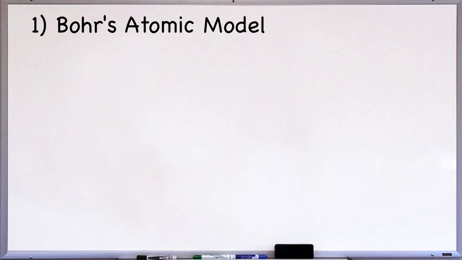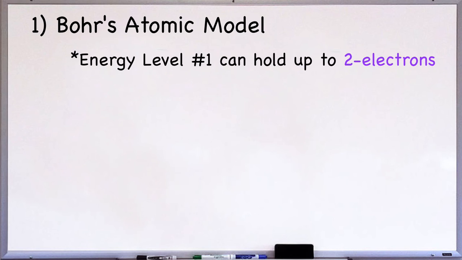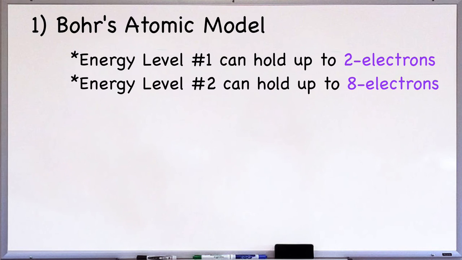Bohr also theorized that the different energy levels were capable of holding different numbers of electrons. For example, the first energy level can hold a maximum of 2 electrons, while the second energy level can hold up to 8 electrons. Bohr's theory and atomic model really only apply to hydrogen atoms because of their atomic simplicity. However, his atomic model makes for a great introduction into the movement of electrons around the nucleus of an atom.